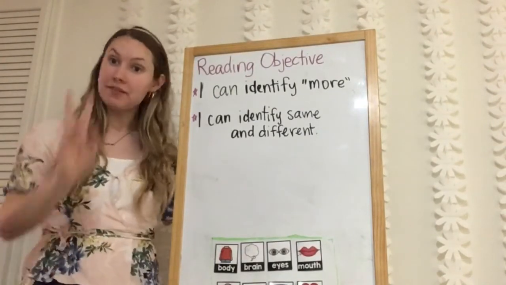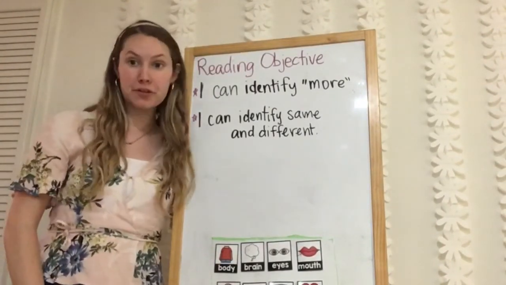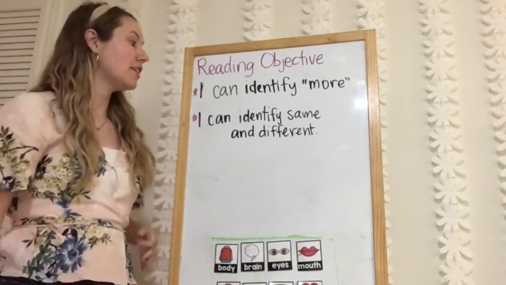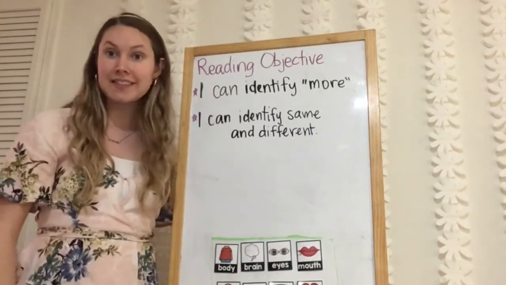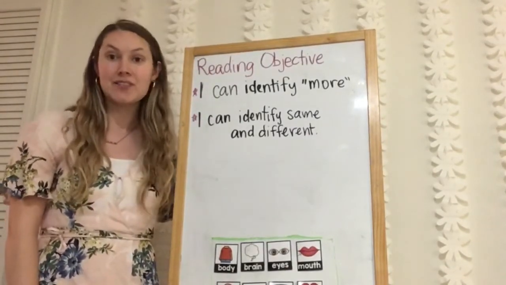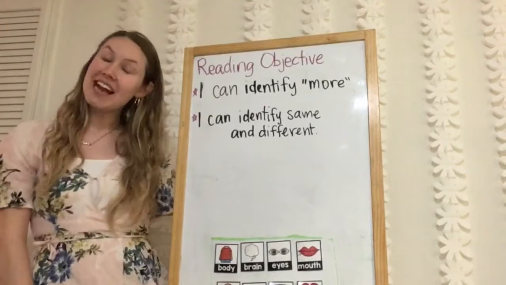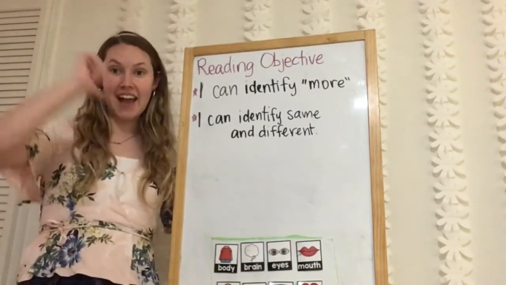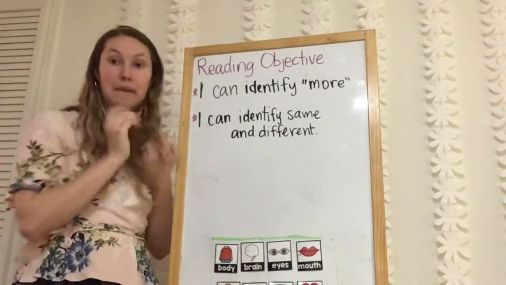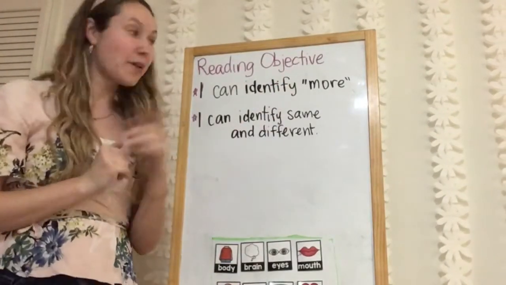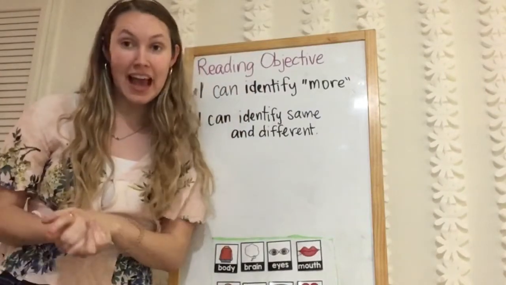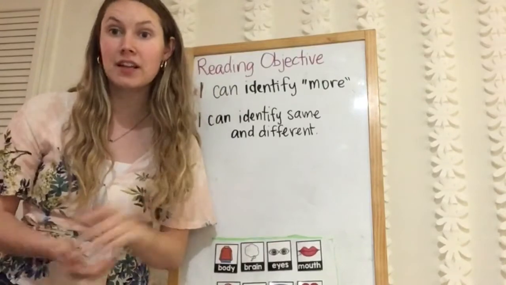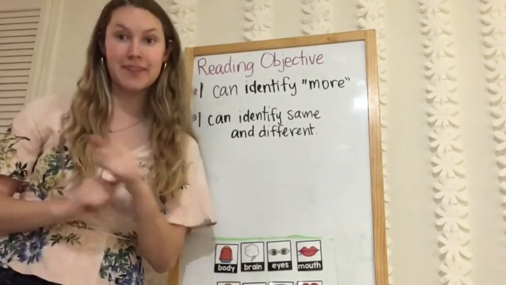Today for reading, we have two objectives because we are doing two activity pages, 5 and 6. So let's go over our objectives for today so we can get started. Objective is what we are going to learn. I can identify more. So our first objective, we're going to be looking at things that have more or that have less. And we're specifically looking for the groups that have more.